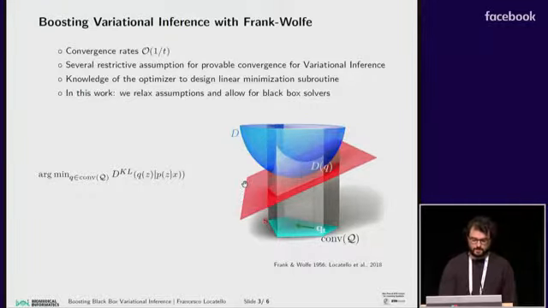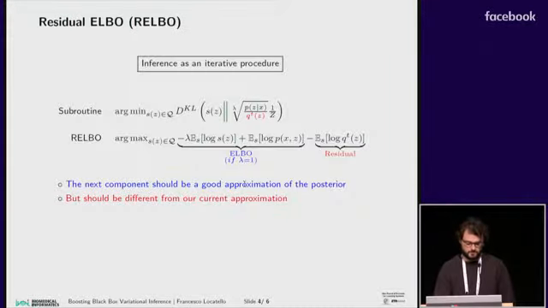So in this work, we take a very different approach by relaxing some of the assumptions that we previously made and propose a new theoretically grounded subroutine for boosting variational inference, which is also very practical because it can be implemented with a black box variational inference solver. So this is roughly how it works.